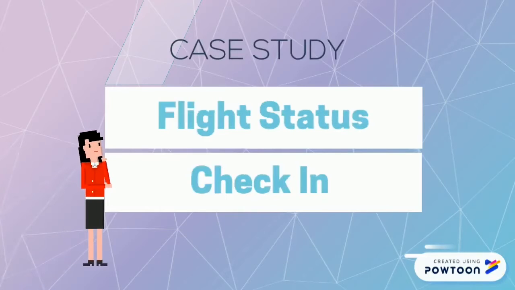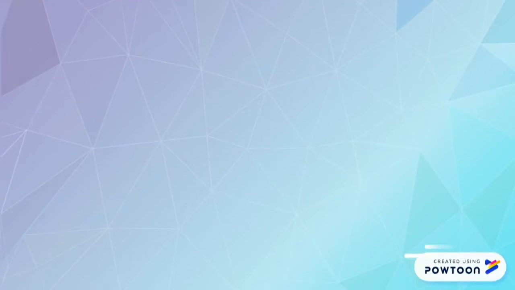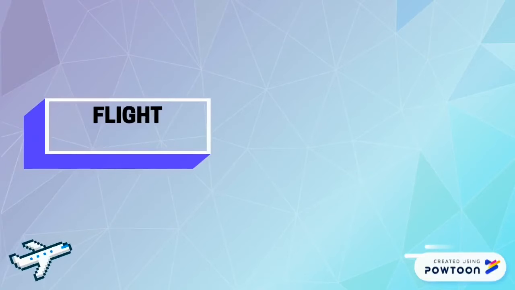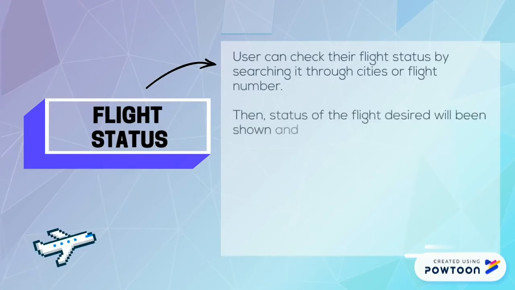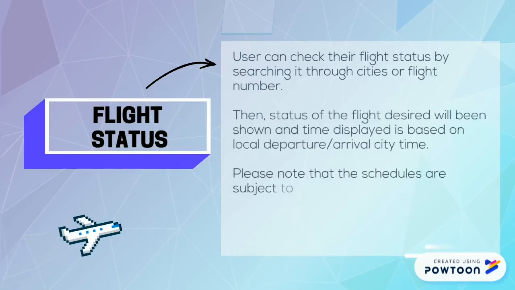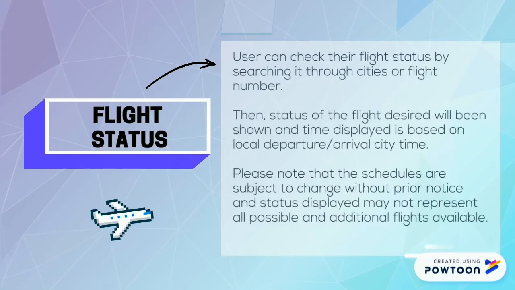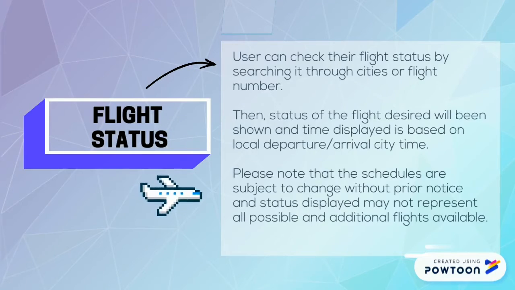Flight status and check-in. Malaysia Airlines webpage also provide flight status menu, where user can check their flight status by searching it through cities or flight number. Then, status of the flight desired will be shown and time displayed is based on local city time.